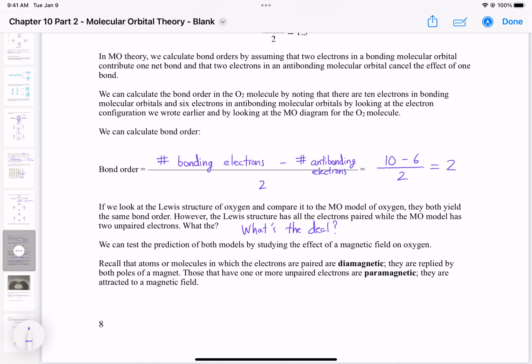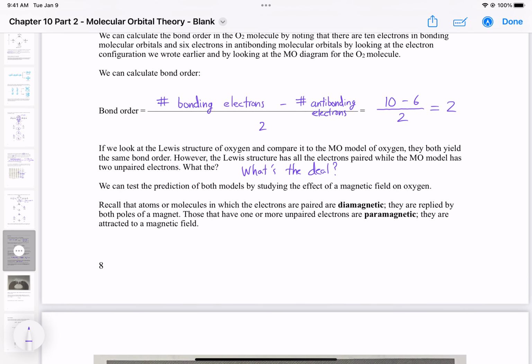Okay? So recall that atoms or molecules in which the electrons are paired, we call them diamagnetic, so they won't interact with a magnetic field. So this should say repelled by both poles of a magnet. So those that have one or more unpaired electrons are paramagnetic, and they'll have the ability to interact or be attracted to a magnetic field. So we can do a little experiment here.